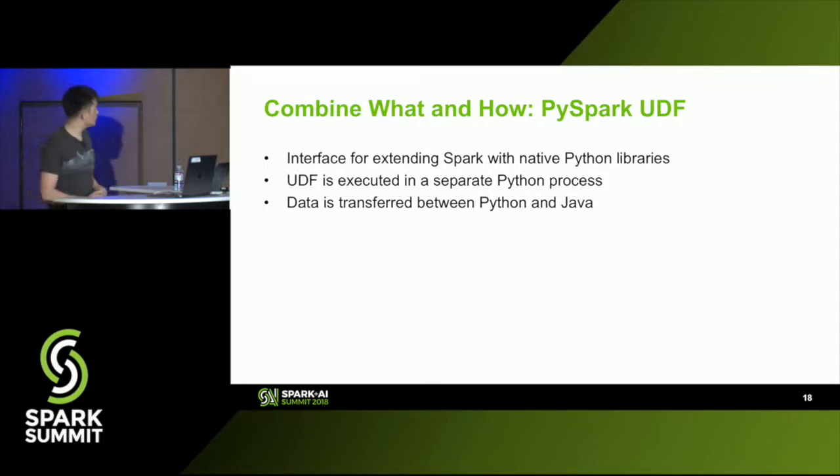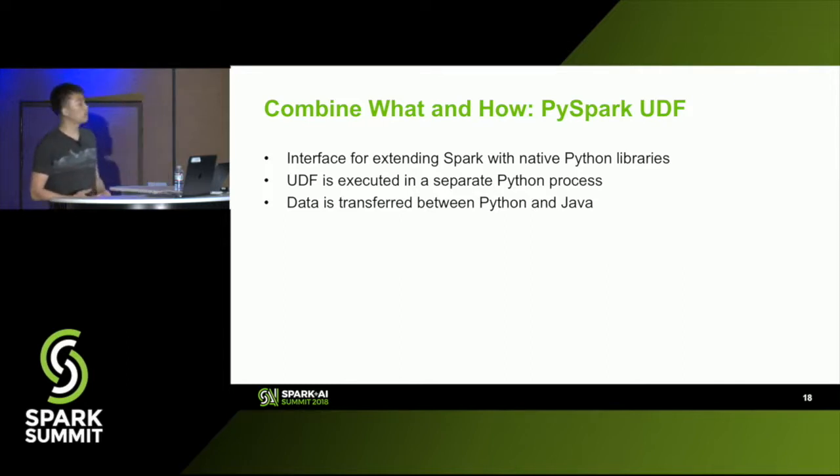So the thing we've been thinking about is how do we combine how and what? How do we get what they are good at? How can we get what Spark and Python are good at individually and combine them together? I'm sure all of you, if you've used PySpark, are familiar with this concept of PySpark UDF. It is an interface for extending Spark with the native Python libraries.